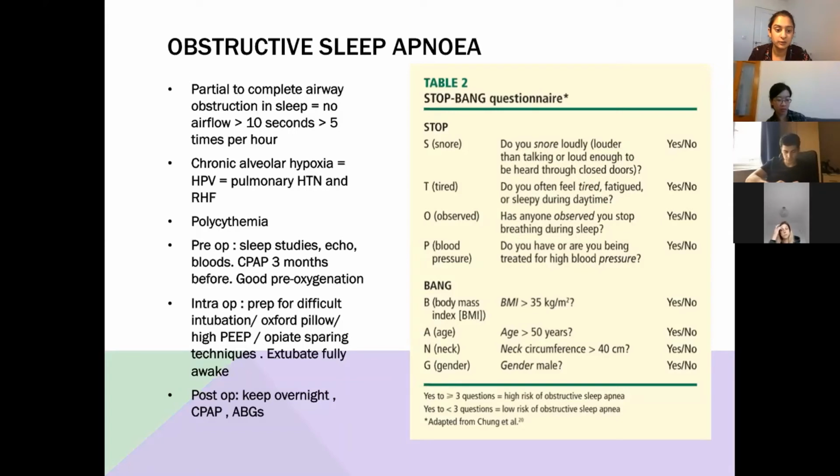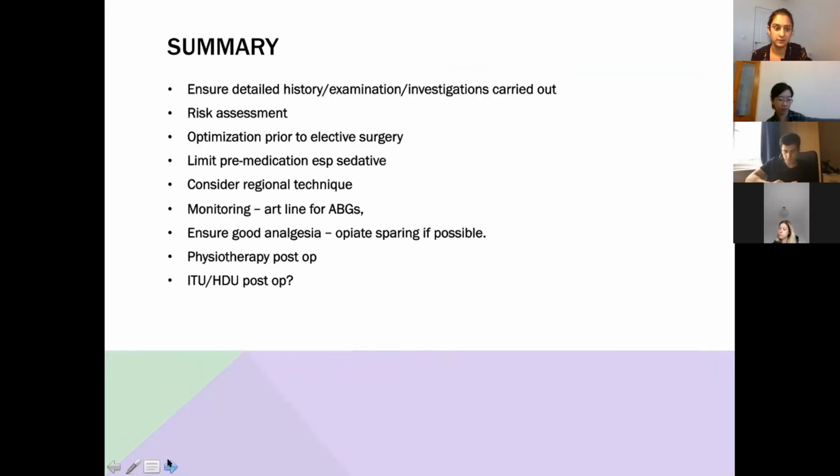Ventilation strategies would include using high PEEP and definitely opiate sparing techniques for pain relief, and they should be extubated fully when they're fully awake. So basically reduce the risk of obstruction when the airway device is out. Post-operatively, it's best to keep these patients monitored overnight, put them on their CPAP pretty much straight away, otherwise they could start to desaturate, and having serial ABGs is useful in this patient.